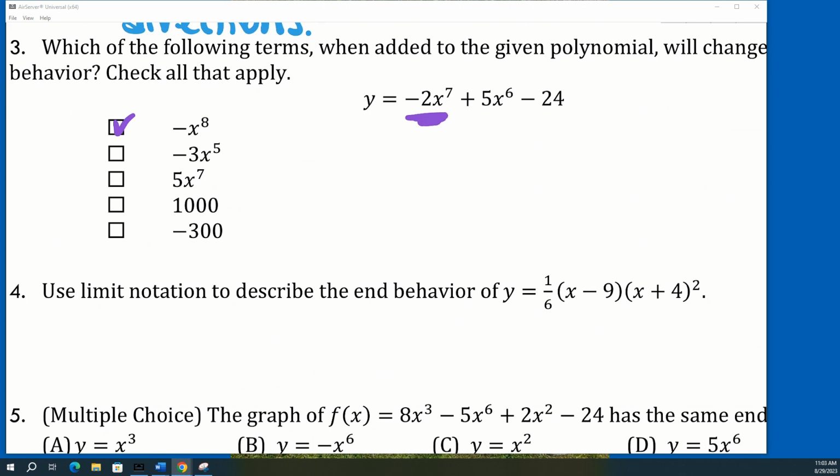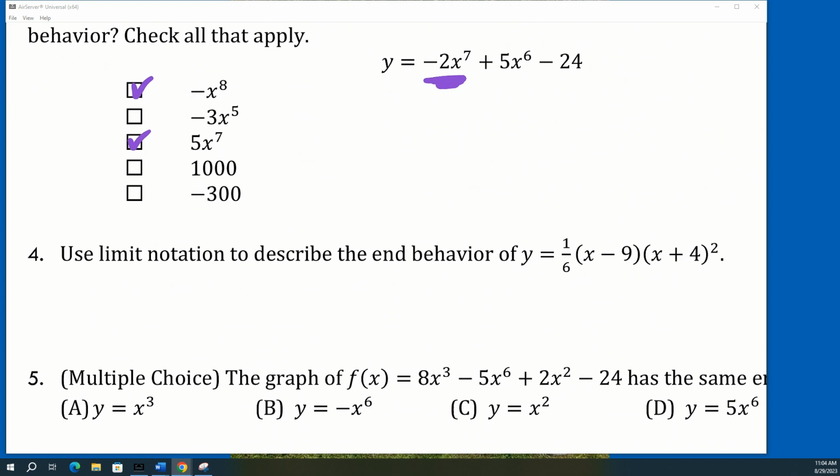Okay, what about adding 5x to the 7th? It would, because it would make that leading coefficient be positive, which is going to flip it around. All right, what about 1,000? No. Negative 300? No. So only if it changes the first term is it going to change the end behavior. I should say that more specifically. Only if it changes the first term to either be a different sign or a different degree would it change the end behavior.